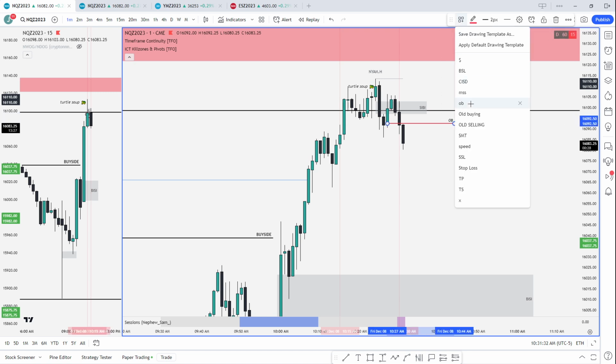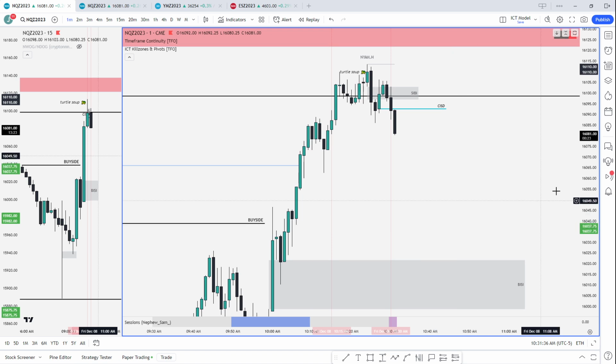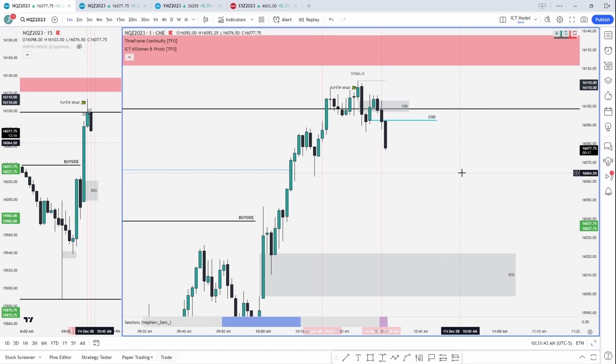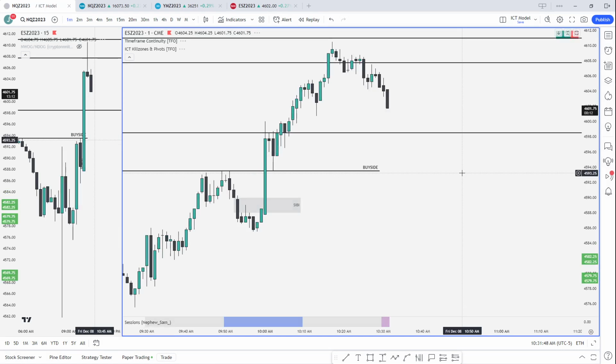Potential CISD here. SMT short, nice, good 20. Oh, I didn't even see the SMT there. That's a good point.